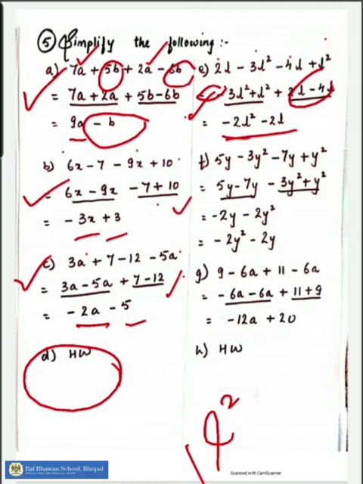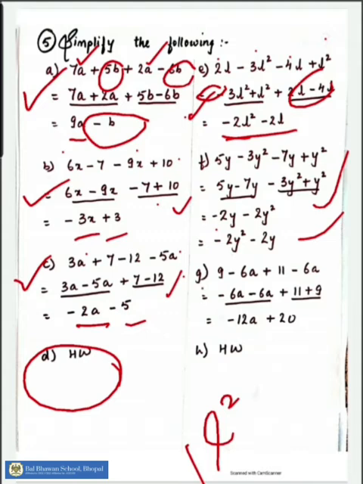Moving forward to the next question, children, I have 5y minus 3y square minus 7y plus y square. Yes, now you are clear that our first job is to keep the similar variables together. So I'm going to keep 5y minus 7y and minus 3y square plus y square together. Now 7 minus 5 is 2 with the sign of the bigger number. Similarly, minus 3 plus y square will give me minus 2y square, correct? So minus 2y square minus 2y is my answer.